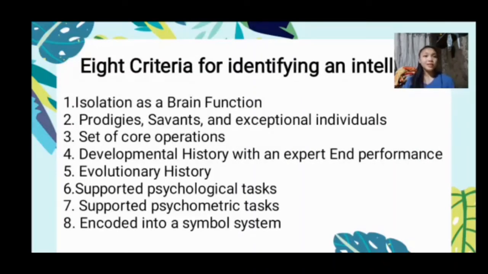The 8 criteria for identifying an intelligence are isolation as a brain function, prodigious savants and exceptional individuals, set of core operations, developmental history with an expert end-state performance, evolutionary history, supported by psychological tasks, supported by psychometric findings, and the last is encoded in a symbol system.